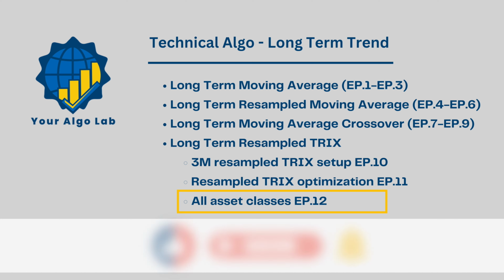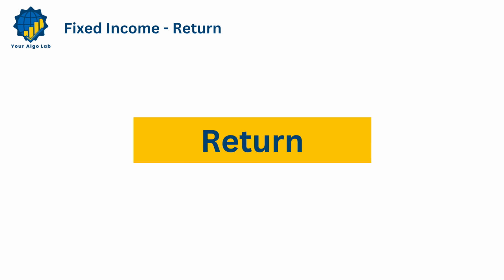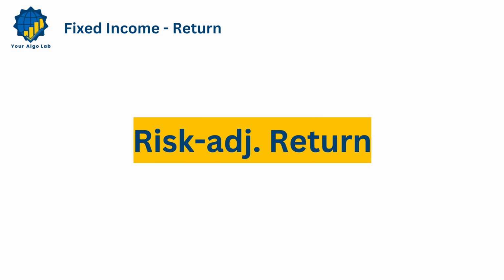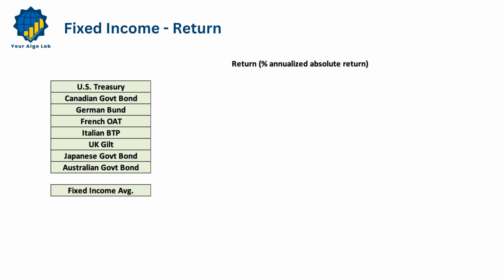Without further ado, let's get started. For each asset class, we'll present the backtesting results in 3 steps: return, risk, and risk-adjusted return. Let's begin with our fixed income asset class. We focus on the 10-year government bond prices, excluding coupon income to avoid distorting the moving average calculations. We cover bonds from the US, Canada, Germany, France, Italy, UK, Japan, and Australia.